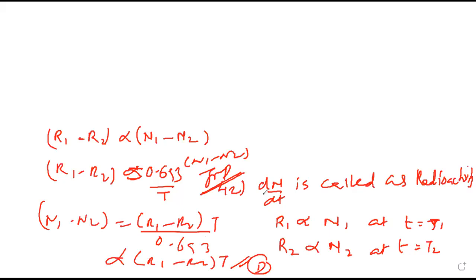Check, have you followed this? See, activity is nothing but number of atoms. So R1 is dependent on the number of atoms, R2 on the number of atoms, and the difference is disintegrated. So when you subtract, R1 minus R2 is N1 minus N2. Convert this into half-life. So 0.693 upon T is lambda, N1 minus N2. So therefore N1 minus N2 can be written as R1 minus R2 into T upon 0.693. So with proportionality, we will get R1 minus R2 into T. Okay. Yes, sir.